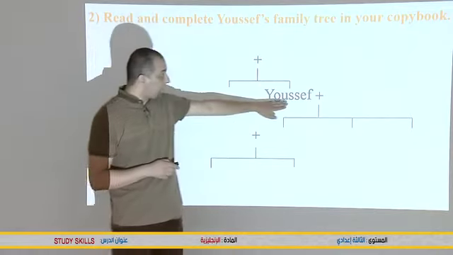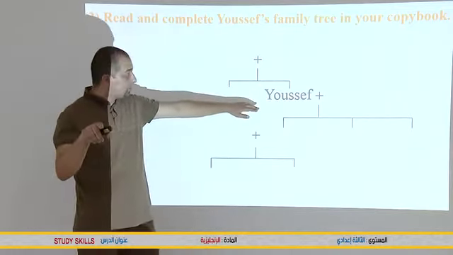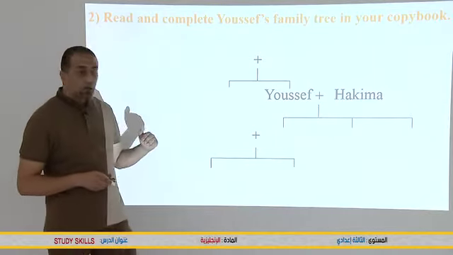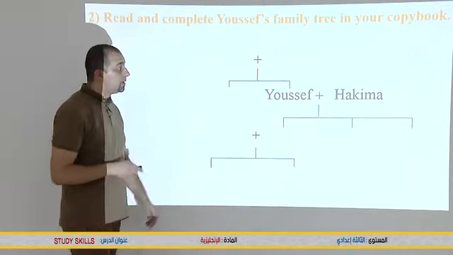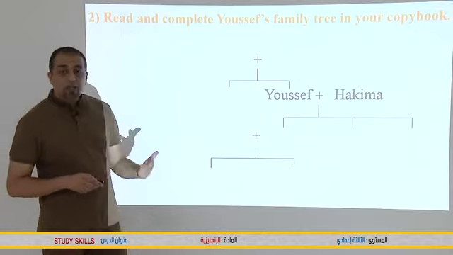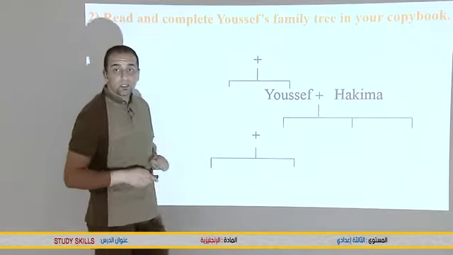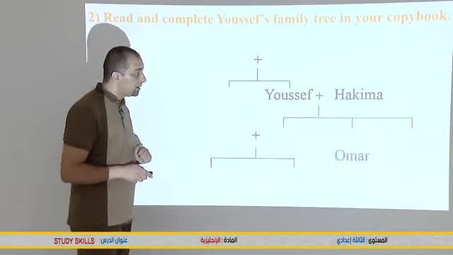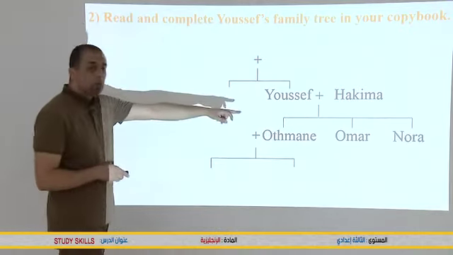So here is the place of Yusuf. Make sure that in your copybook you put Yusuf in here. The paragraph starts like this: my wife's name is Hakima. So Hakima should be here because Hakima is the wife of Yusuf. Then he said, I have 3 children. So 3 children, 2 boys and a girl. The boys' names are Omar and Uthman. And the girl's name is Nora.